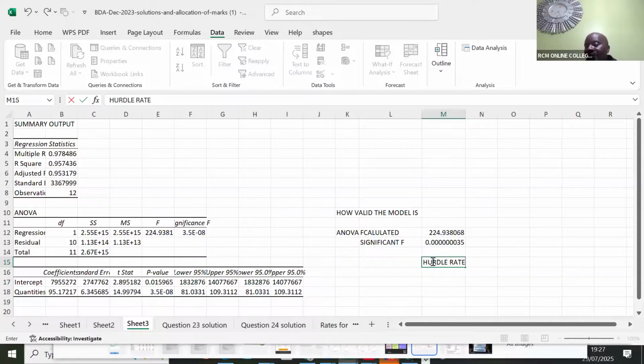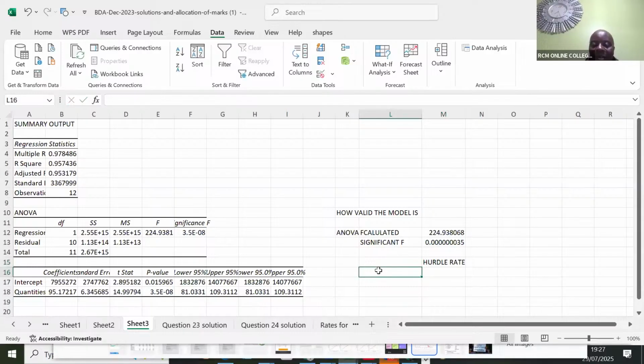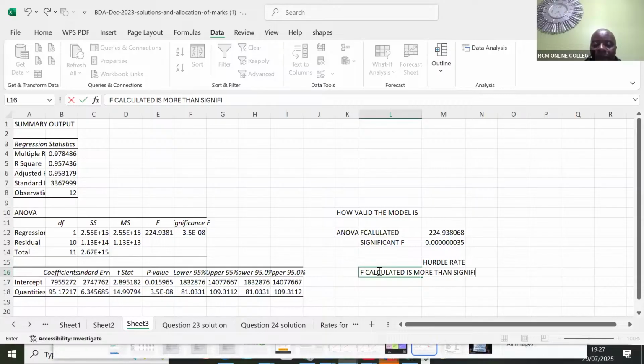Anytime you have your F calculated being more than this figure, like now, this is really big. The F calculated is by far more than the significant F. The moment you just hit this figure in terms of F, then the model is significant. The model is big enough. But right now here, it is even much bigger. So the F calculated is more significant.